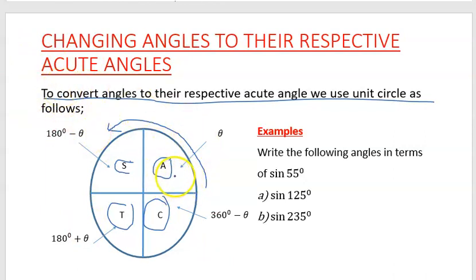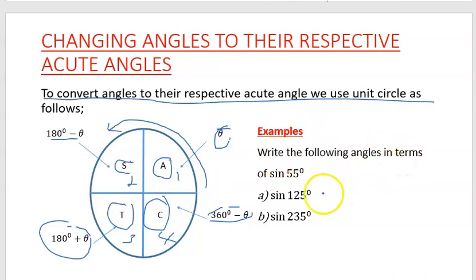So the first quadrant is here, the second quadrant here, then this is the third quadrant, and this is the fourth quadrant. Similarly, the acute angle is in the first quadrant. For the second quadrant, we usually take 180 minus that acute angle. The third quadrant is usually 180 plus the acute angle, and the last quadrant, the fourth one, is 360 minus the acute angle.